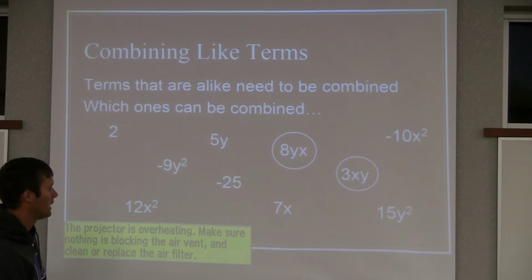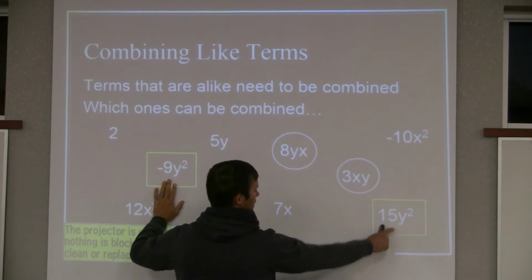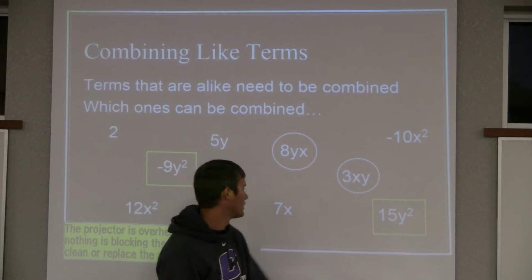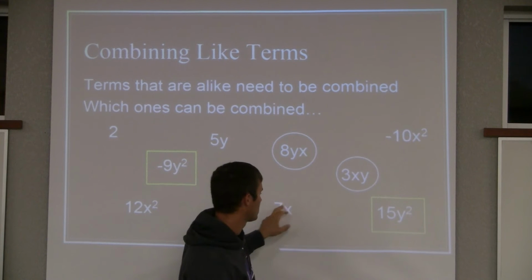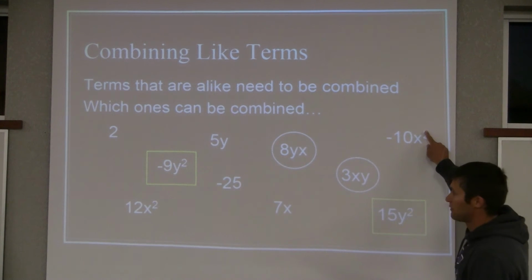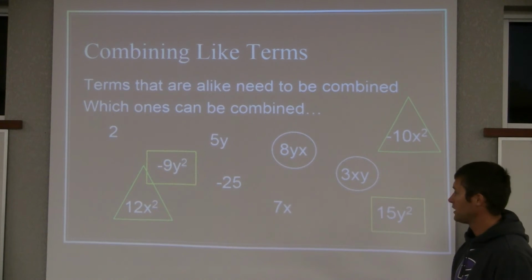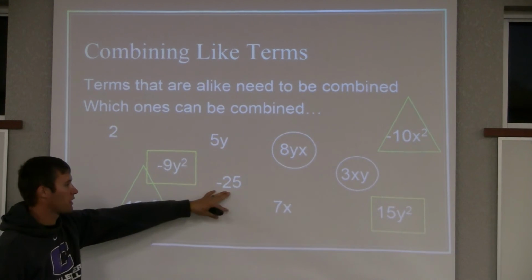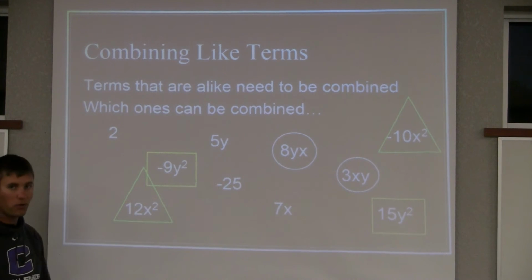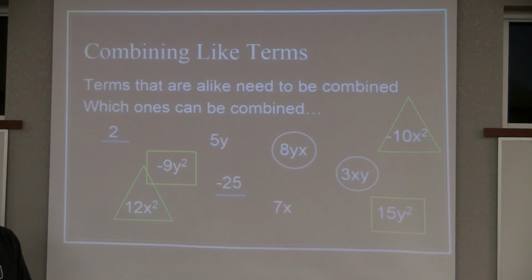I could come here and say negative 9y squared and 15y squared. They both have y squareds. If you look at it, x and x squared aren't like terms because this is an x, but this has an exponent of 2. But you could combine it with your other x squared term. Then you look at it, can I combine an x and a y? No, not the same variable. But I could combine negative 25 and 2. They're both numbers. So that would be my last example of like terms there.